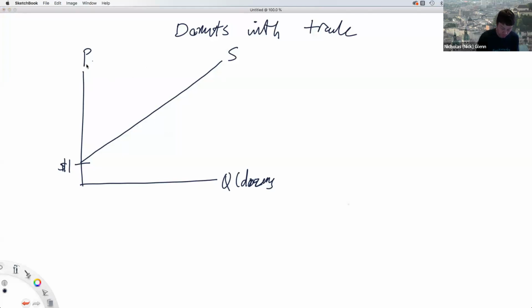All right. On the demand side, we said once you go above $6, nobody will demand donuts. As that decreases, you'll see more and more people demanding donuts. Here's our demand curve. Without trade, the equilibrium price was $4, and the quantity was 300. Okay. Now we're going to open up trade. When you open up trade, the world price is $5.